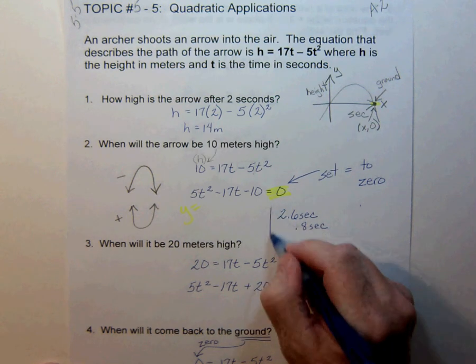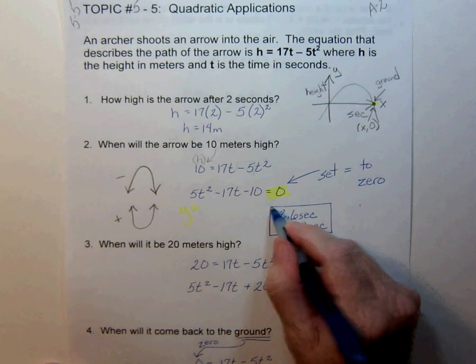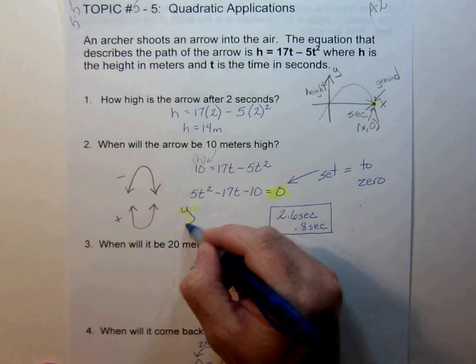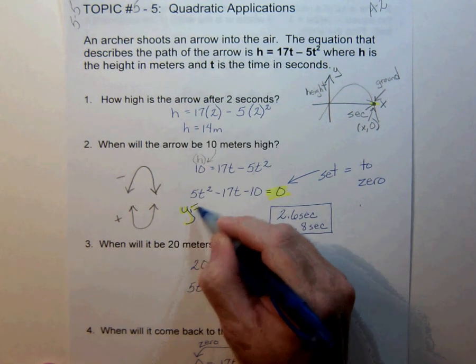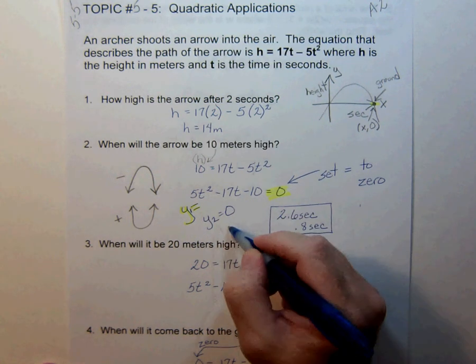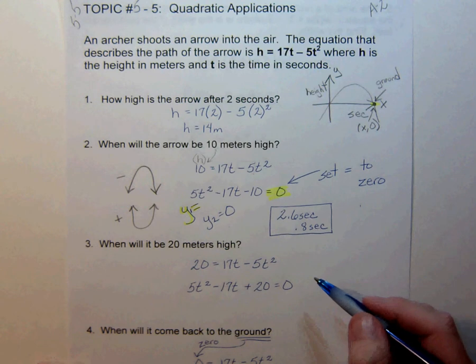So again, if you didn't get those answers, ask your teacher to help show you how to put this in, making sure that you put in y1 as this and y2 as a 0. Use your second trace button, calculate intersection.